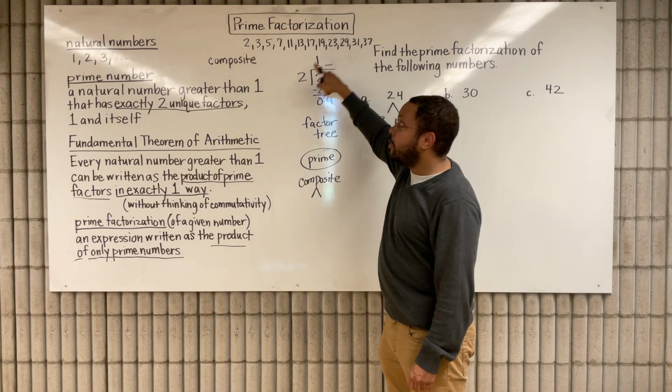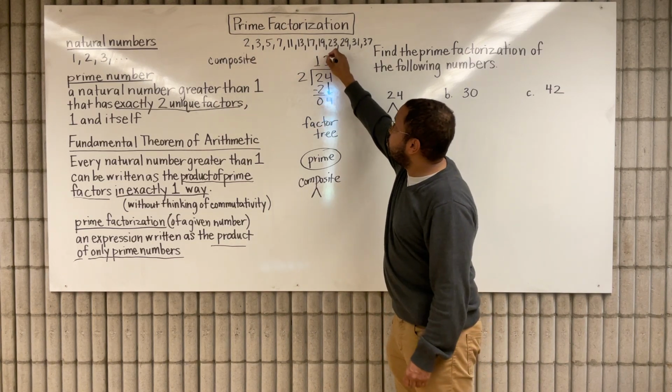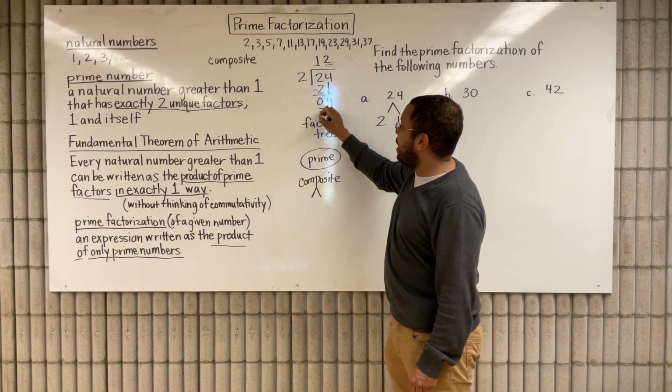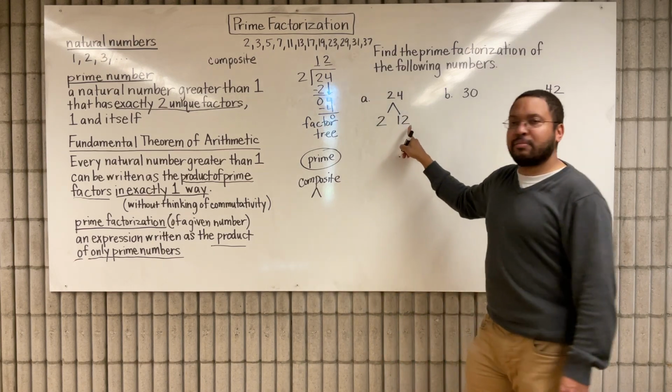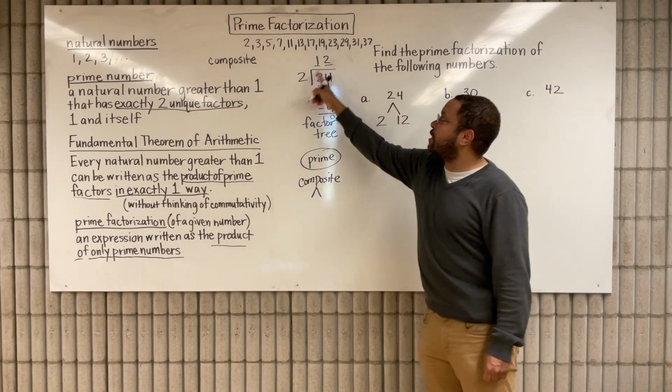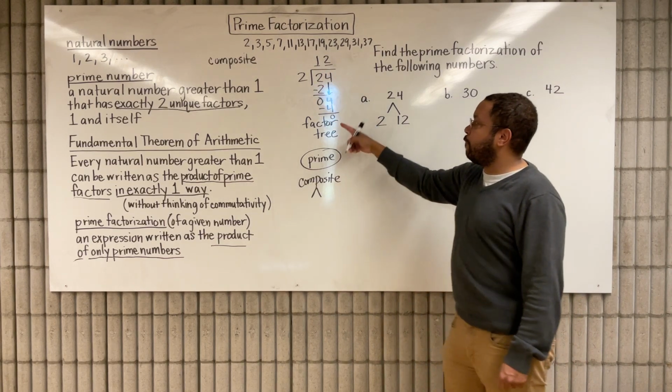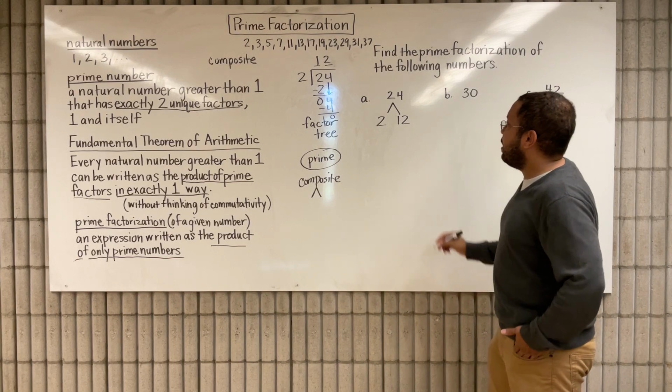How many 2's are in 4? 2 times 2 is 4. 4 minus 4 is 0. Any other digits to pull down? No, we're done. So it came out to be 12, okay? So 2 times 12 makes 24 because we have a remainder of 0, okay?